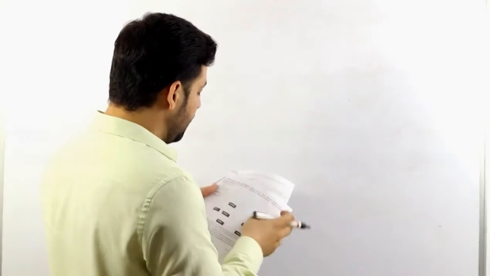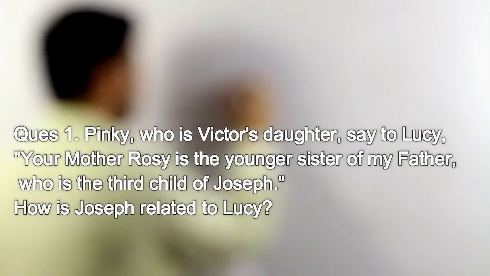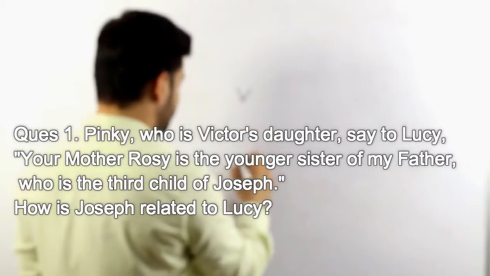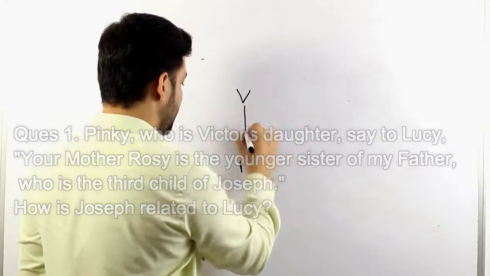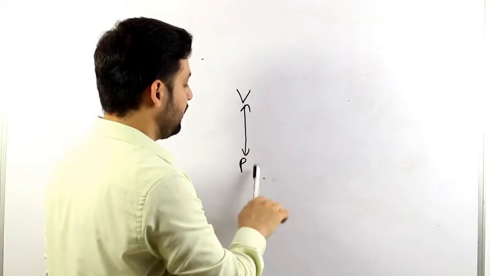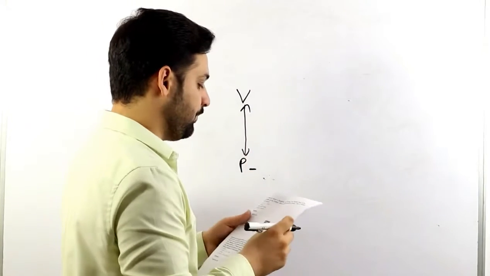Pinky, who is Victor's daughter? There is Mr. Victor. Who's the daughter of Victor? There's a generation gap. She is the daughter, so we'll give it a minus symbol.